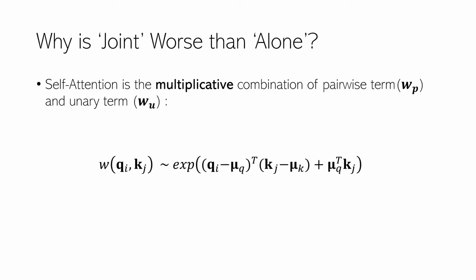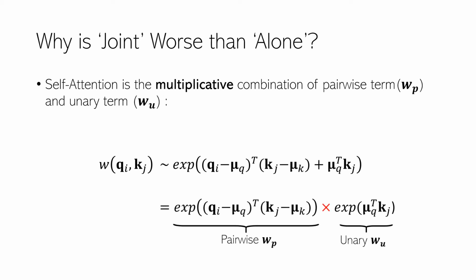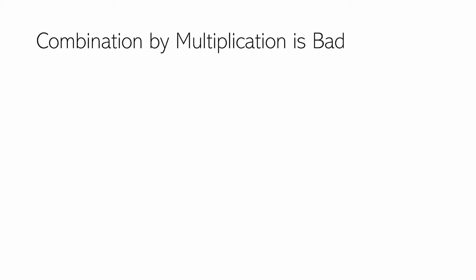So, why is the joint model worse? We investigate the reason behind. We revisit this similarity computation. We notice that the two terms are combined by multiplication. We argue that the combination by multiplication is bad.